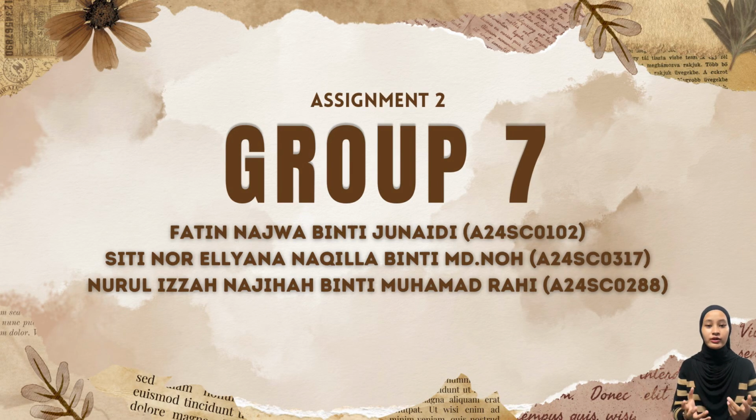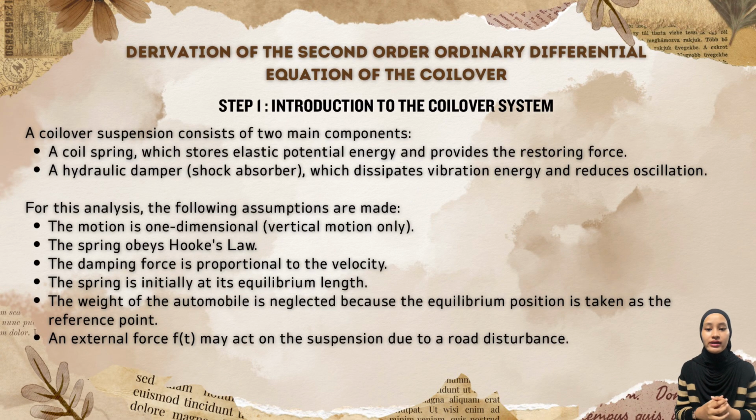So this is the video of assignment 2 for group 7. The first task of the assignment is to derive the second order ordinary differential equation of the coilover. Step 1 is the introduction to the coilover system. A coilover suspension consists of two main components, a coil spring and also a hydraulic damper.